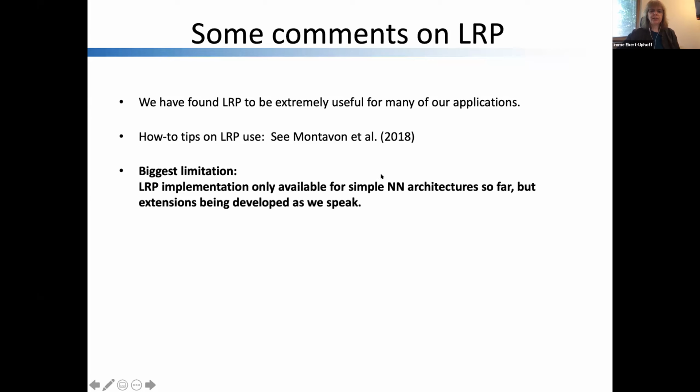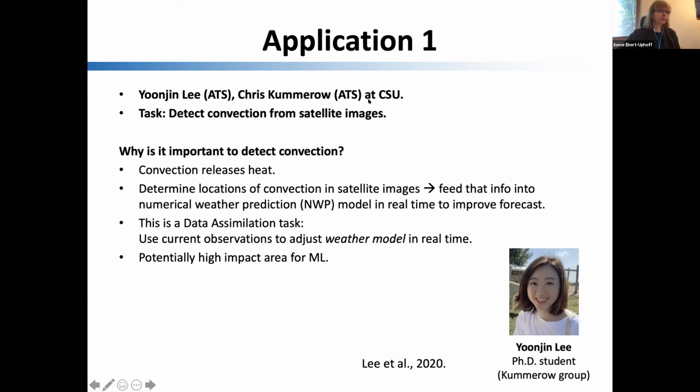The theory is actually fairly general, but the implementations right now are fairly limited, and that's probably one of the reasons why we don't see LRP that much. But if you choose an architecture like a densely connected network or a simple convolutional neural network without skip layers, you can use LRP. Okay, before I go into applications, let me take some questions.